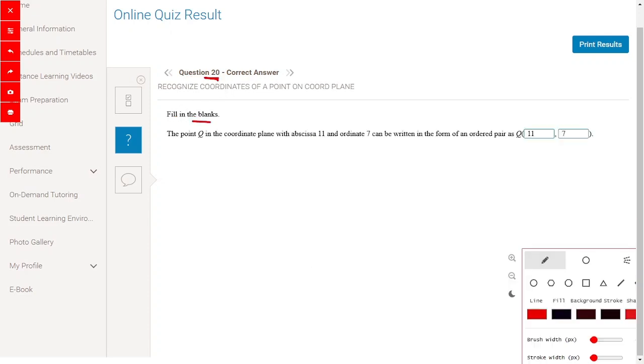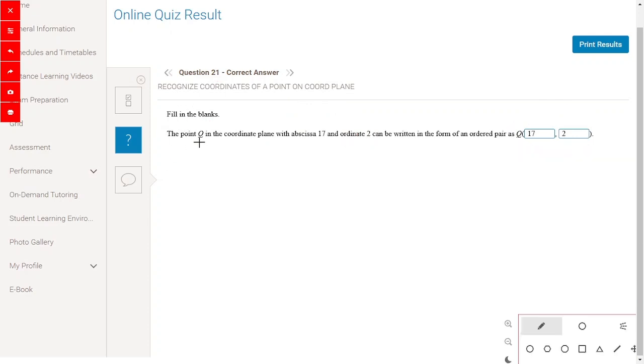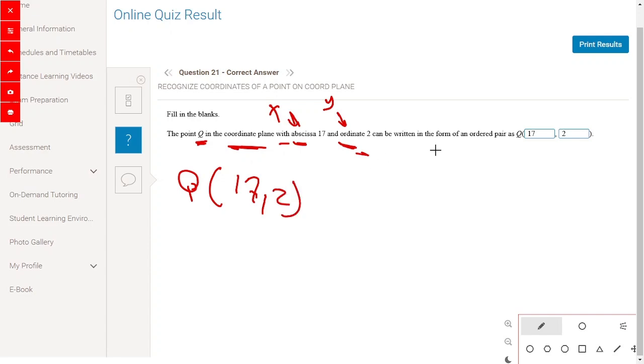Question number 20, fill in the blank, the point Q. I have a point Q in the coordinate plane, with abscissa 11. Abscissa, we mentioned that it's the x coordinate, which is 11, and ordinate is the y coordinate, which is 7, can be written in the form of the ordered pair as Q(11, 7). Okay. Question number 21, the point Q in the coordinate plane with abscissa 17 and ordinate 2 can be written in the ordered pair, which is (17, 2).